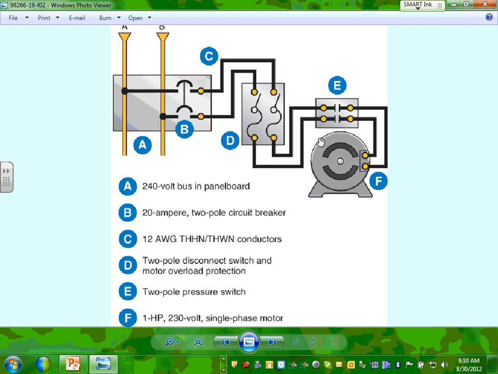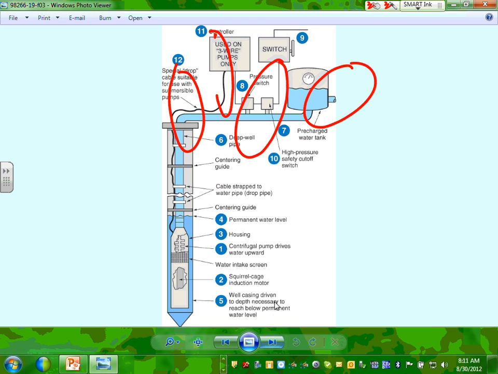So we have a 240 panel, 20 amp 2-pole circuit breakers. We have 12 conductors, and we have a 2-pole disconnect switch right here. And we have a 2-pole pressure switch. That's E to control it, and F we have the horsepower. This is summarized as a typical pump. Our involvement here would be to find this, size this, and sometimes we even get into sizing the disconnect too, and the wires in between. Thumbs up, Chad. Cool. Okay, so that's basically what we're going to do.